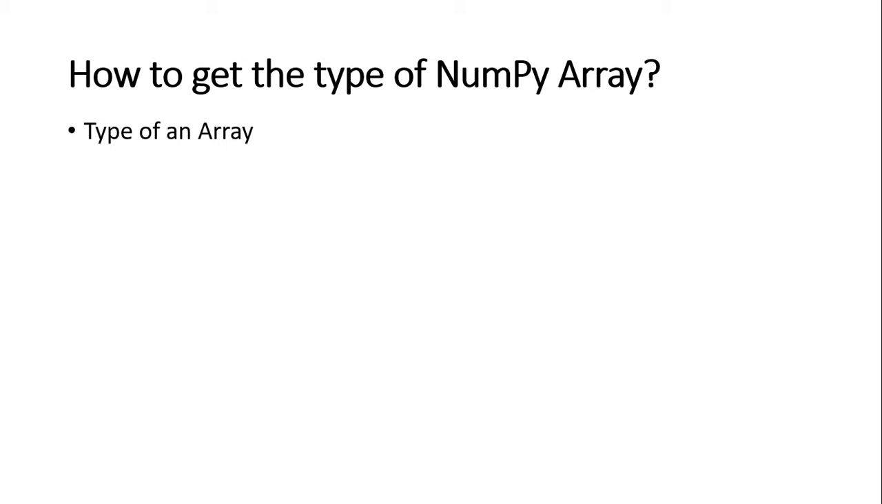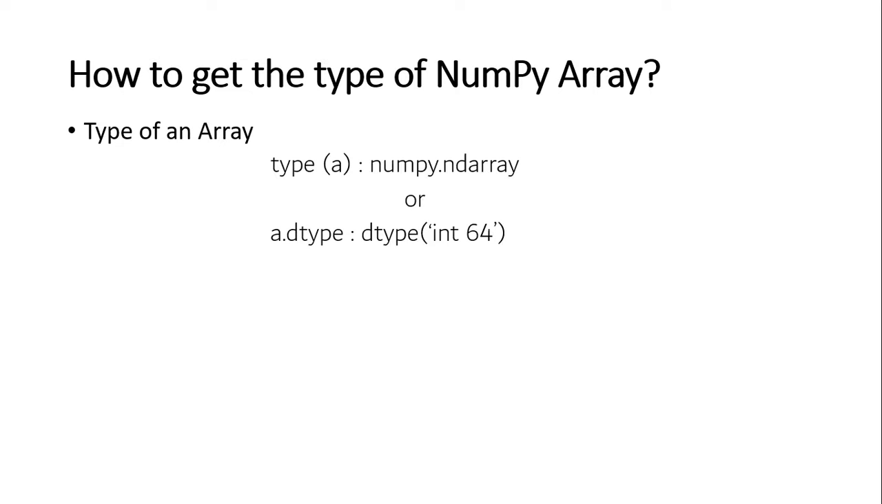If you want to explicitly know the type of an array, then the statement you have to write is type(a). That is nothing but here we are writing numpy.ndarray. NumPy is the package we are using and ndarray is the object for that package, right? That is type(a). If you write type(a), it is going to give you numpy.ndarray. An alternative for this is you can also write a.dtype, which gives you int64.